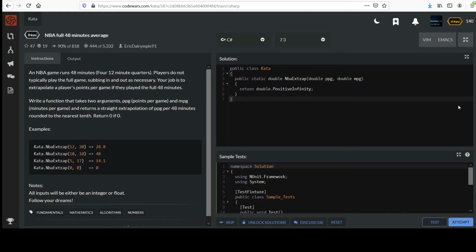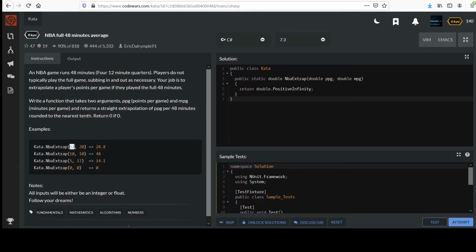Write a function that takes two arguments, points per game and minutes per game, and returns a straight extrapolation of points per game per 48 minutes, rounded to the nearest tenth. Return 0 if 0. And then some examples below.